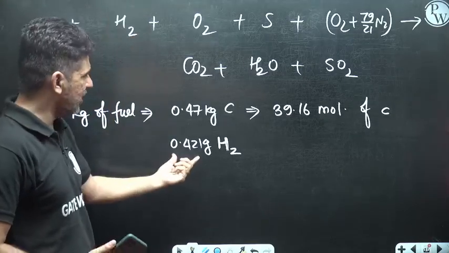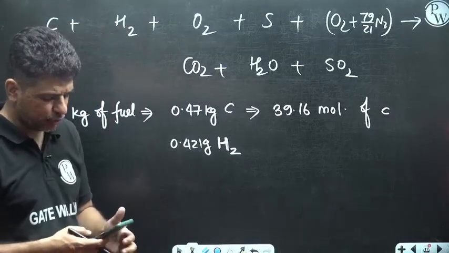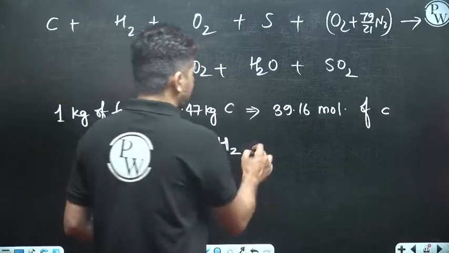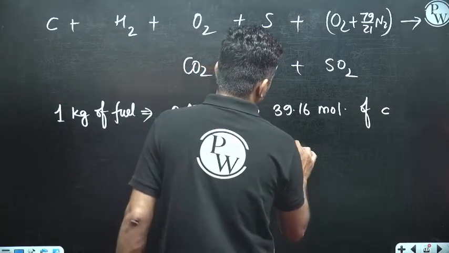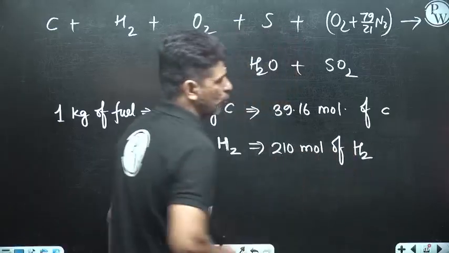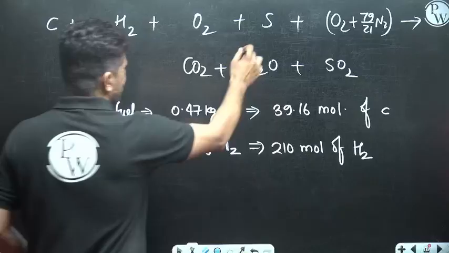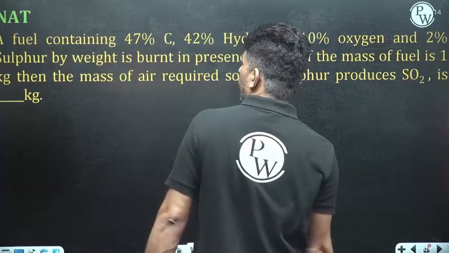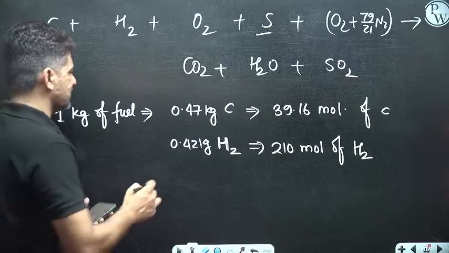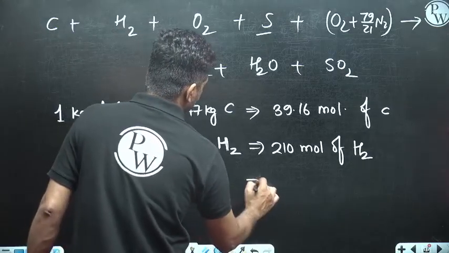If it is 2, then the number of moles will be equal to 42 divided by 2, or 420 divided by 2, that is 210 moles. So 210 moles of hydrogen, H2. Then you have sulfur. Your sulfur is given as 2%. So when sulfur is given as 2%, that is 0.02 kg of sulfur.